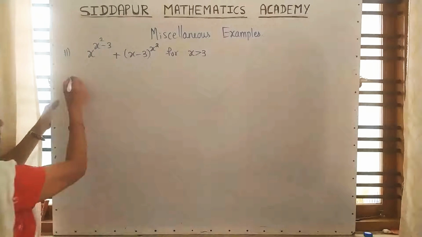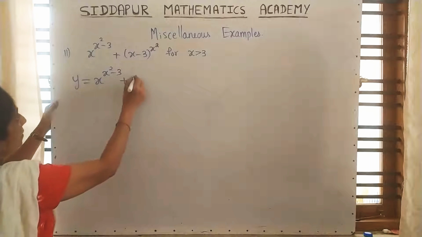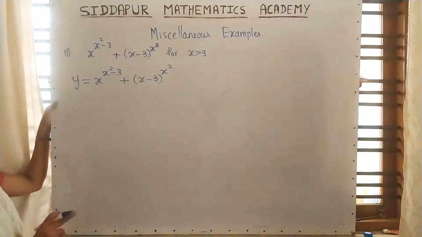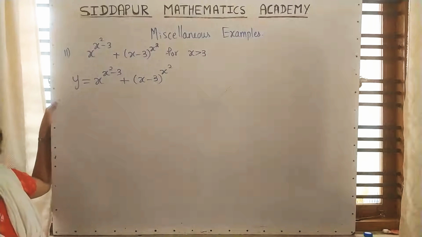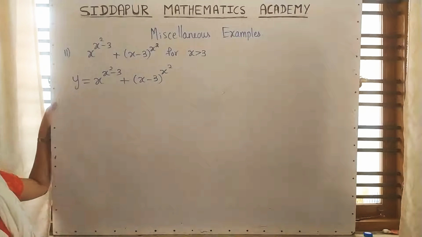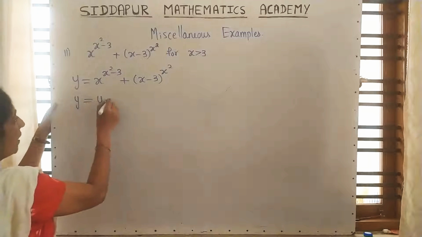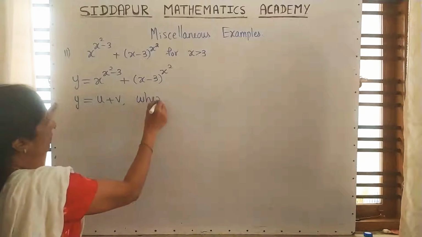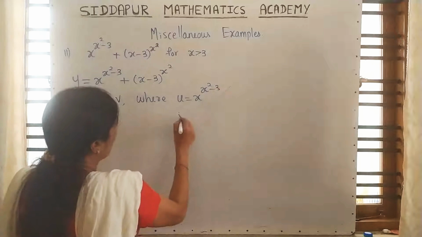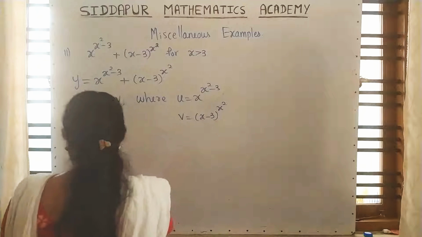See the 11th question. y is equal to x raised to x square minus 3 plus x minus 3 whole raised to x square. Here the base is also variable, power is also variable. Direct differentiation is not possible. We are taking a log. And directly taking log is also not possible because in the middle we have a plus. So this is written as y is equal to u plus v, where u is x raised to x square minus 3 and v is x minus 3 whole raised to x square.